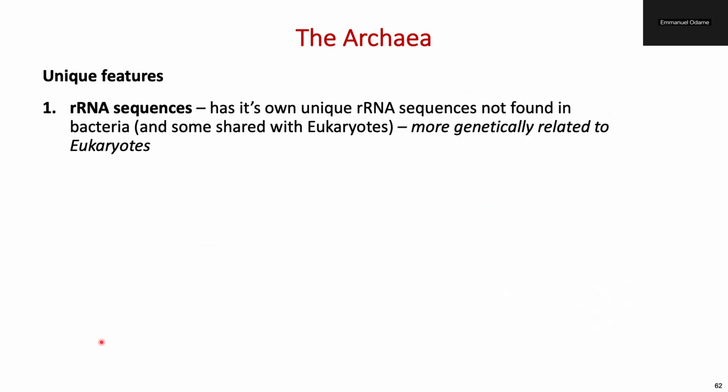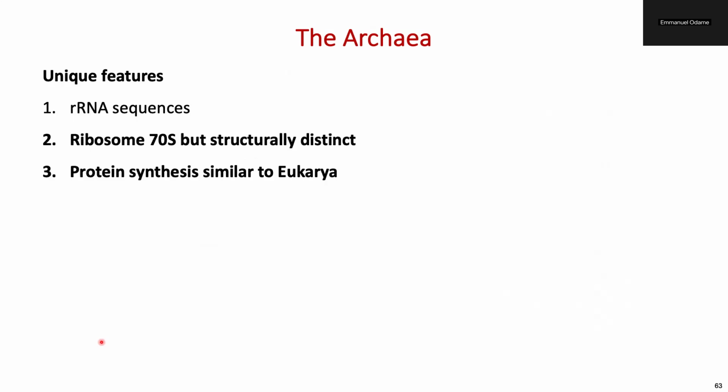Now let's talk about some unique structures, the first one being the ribosomal RNA sequence. They have their own unique ribosomal RNA sequence, which is not found in bacteria, and they are more genetically related to eukaryotes. So you can realize why they are quite different from bacteria. They also have 70S ribosomes, but they are structurally distinct, and their protein synthesis is similar to eukaryotes.